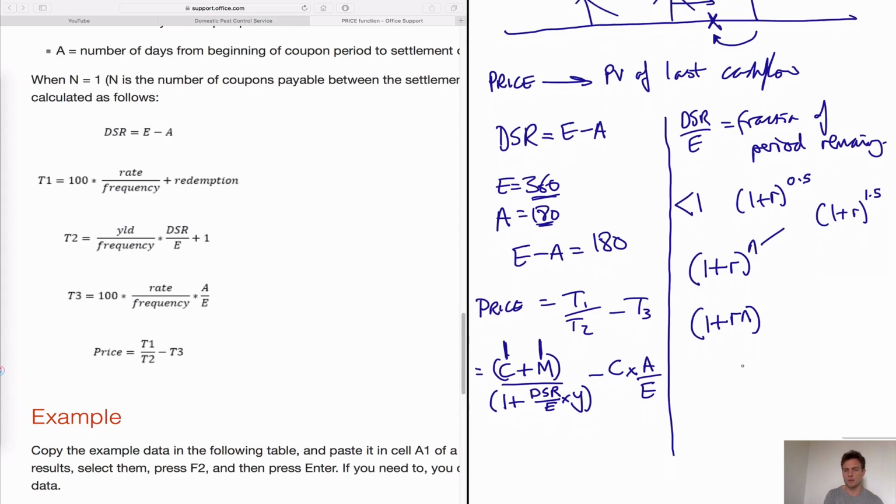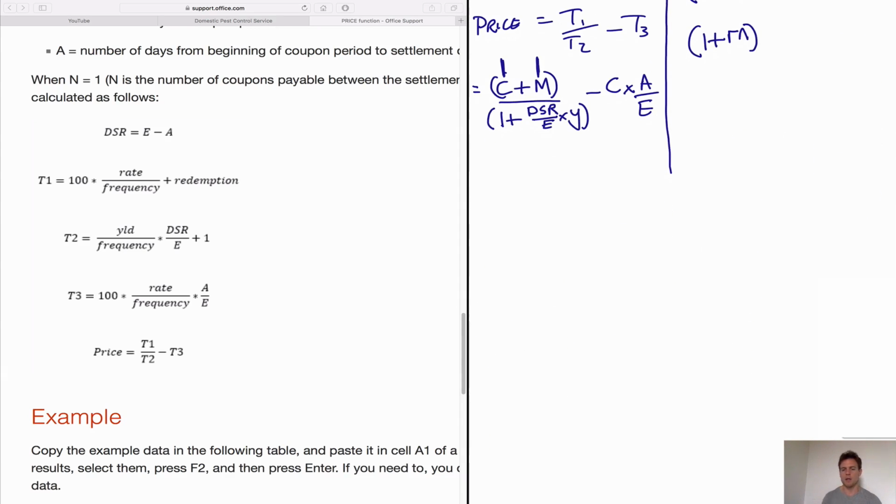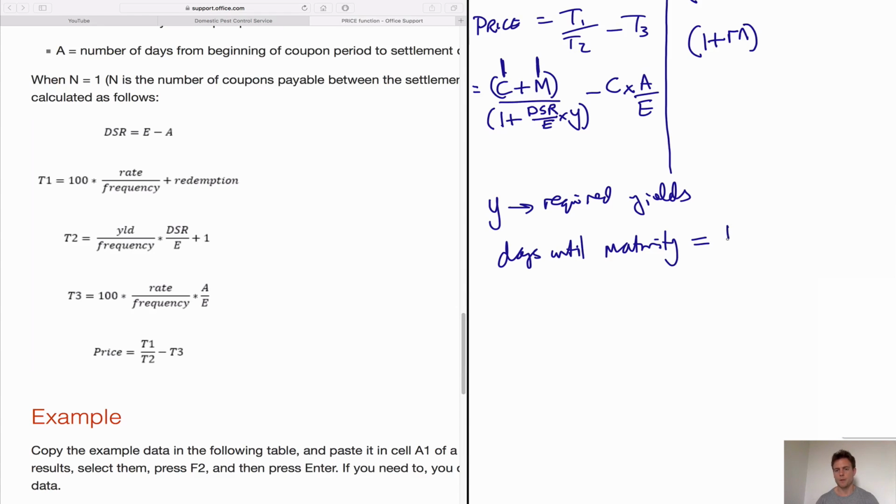Let me go into quickly why that is. My yield, this is my required yield, and DSR, the number of days remaining in the period, the number of days until maturity, equals 180. But that is actually only half of one accrual period.